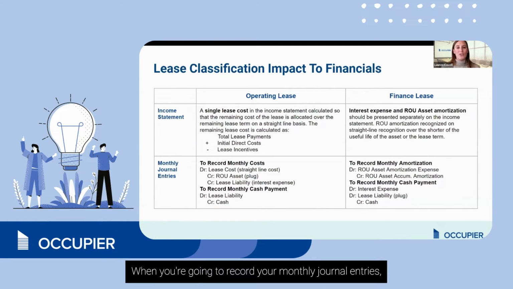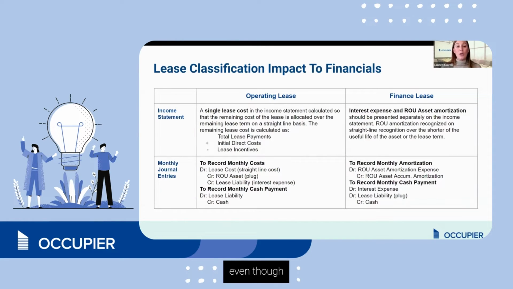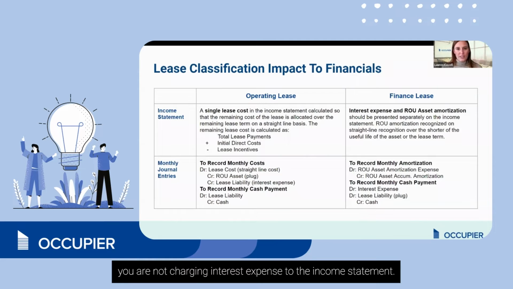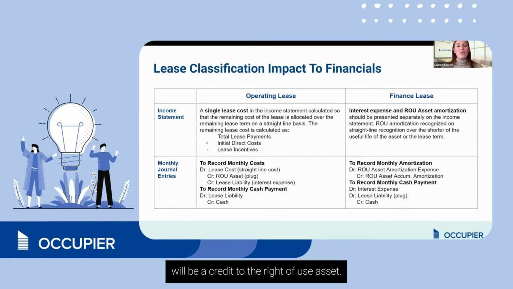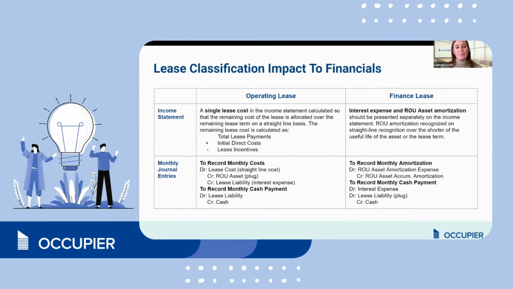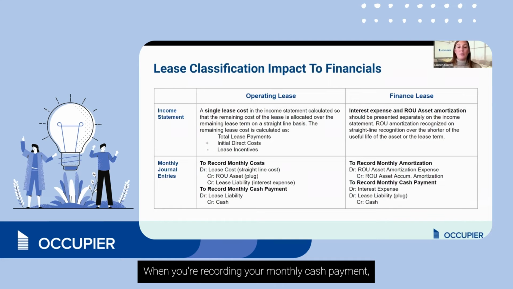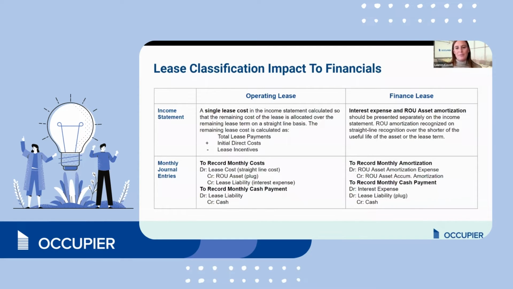When you're going to record your monthly journal entries, you would debit that lease cost that you've calculated. You would credit your lease liability. This would factor in the interest expense, even though you are not charging interest expense to the income statement. This is how it's getting factored in. Then your plug here would be a credit to the right of use asset. When you're recording your monthly cash payment, you'll debit your lease liability, credit cash.